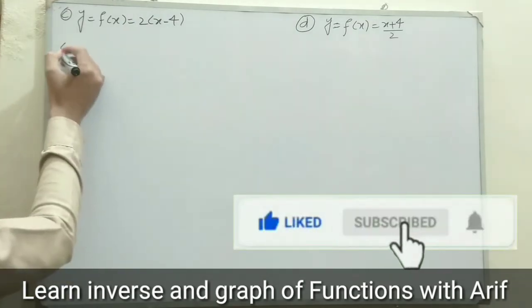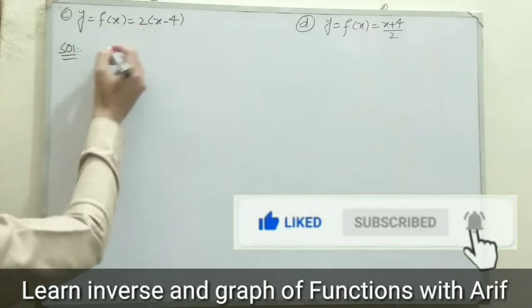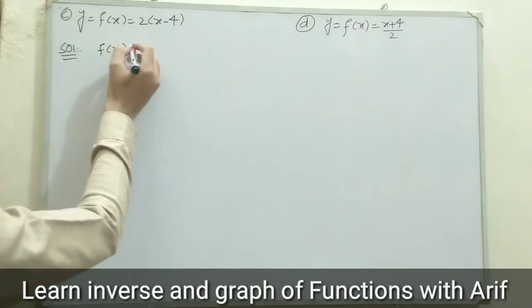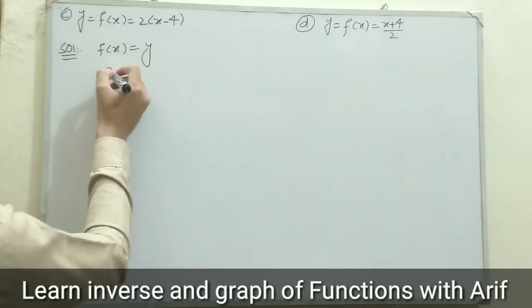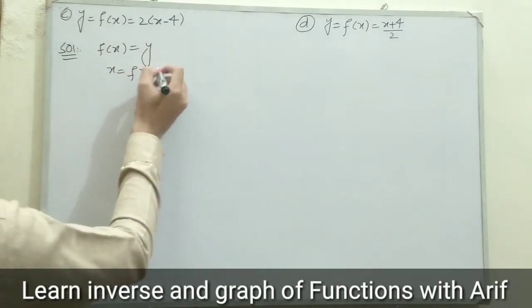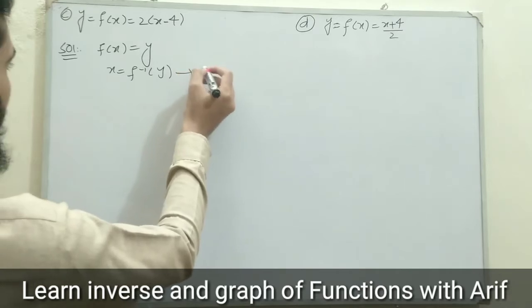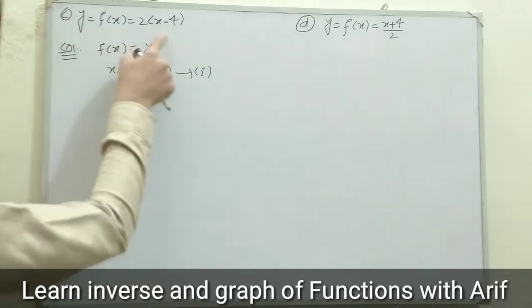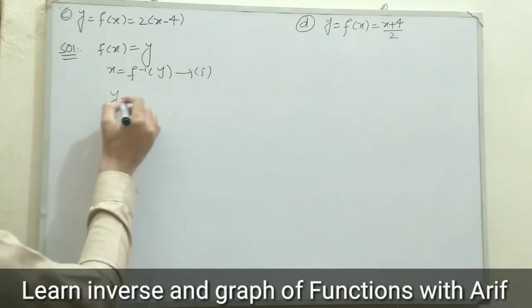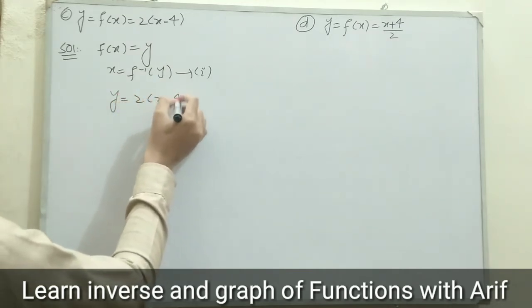So move towards the solution. Let's suppose f of x is equal to y. This is the first condition: f of x is equal to y. Shift f to the right hand side, it becomes x is equal to f inverse y. Now let's suppose this is the first equation. Now after this, we can also write y is equal to 2 into x minus 4.